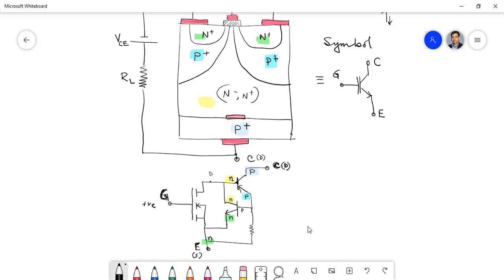what will happen? Can anybody tell me? If we apply a positive voltage here, can anybody tell me what will be the change in this configuration? How will the current flow? Which transistor will be turned on immediately, and then which transistor will it turn on?